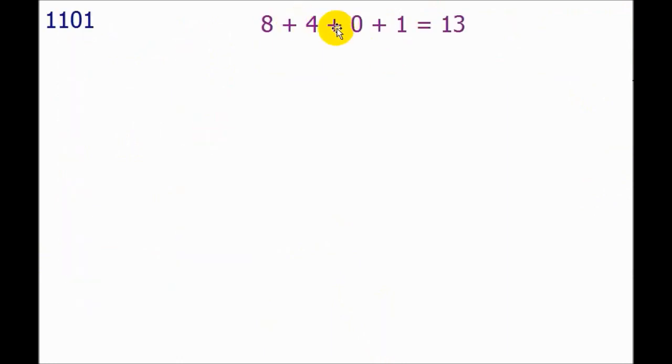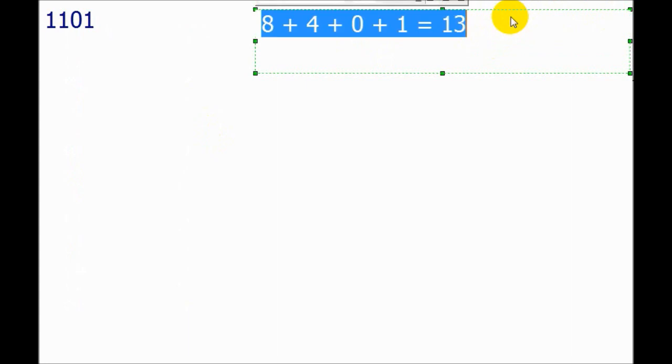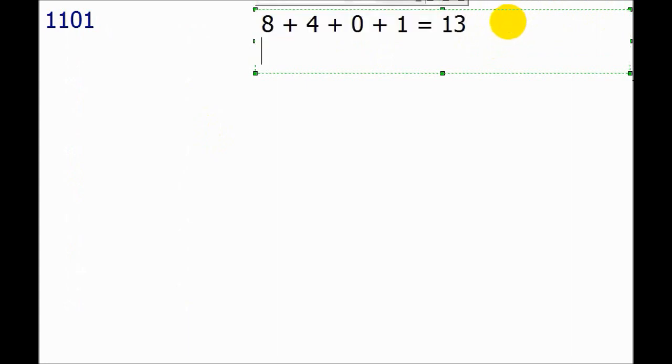So how do we represent binary as hex? Well, 13 is represented as the letter D. So my hex number is D. Simply representing our conversion from binary to hexadecimal. But we're going to try a bigger number now.